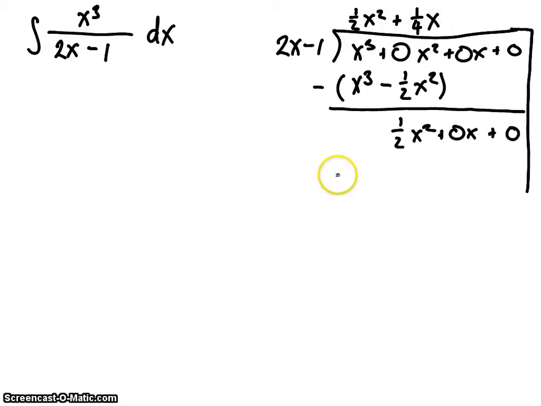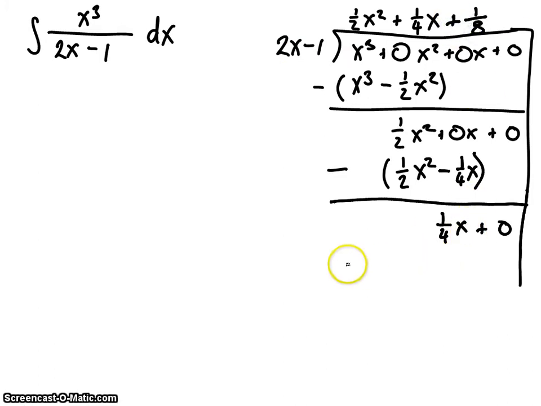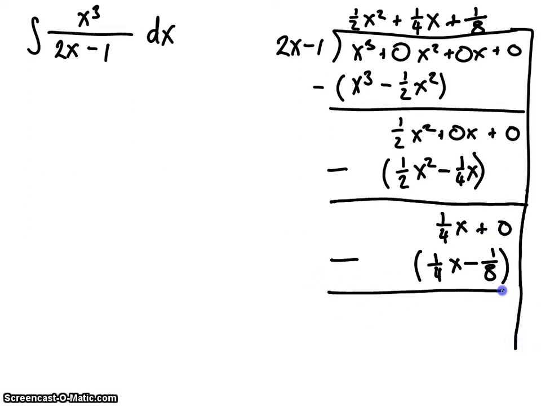quarter x. And so we get minus a quarter x, a half x squared, because 2 times a quarter is a half, minus 1 over 4x. And what does that leave us with then? That leaves us with 1 over 4x plus 0. So how do we turn 2x into 1 over 4x? Well, we multiply by 1 over 8. And so this gives us 1 over 4x minus 1 over 8. If we subtract away, that means our remainder is just going to be 1 over 8.